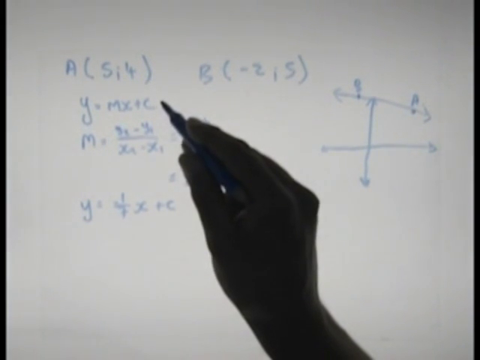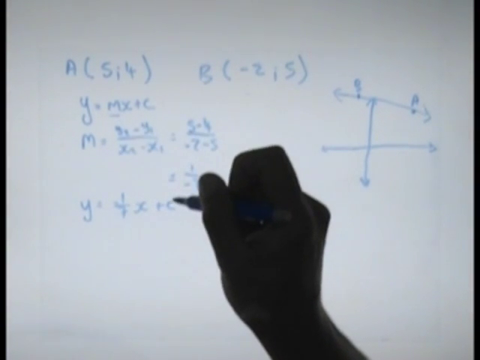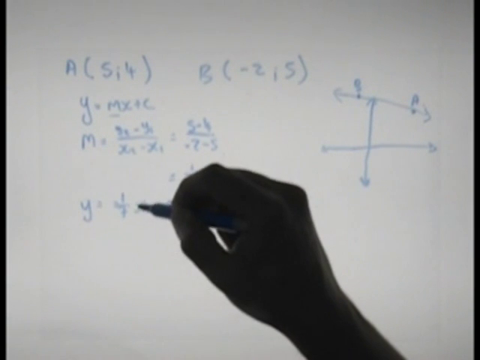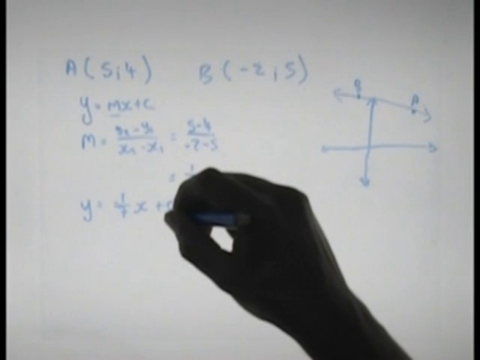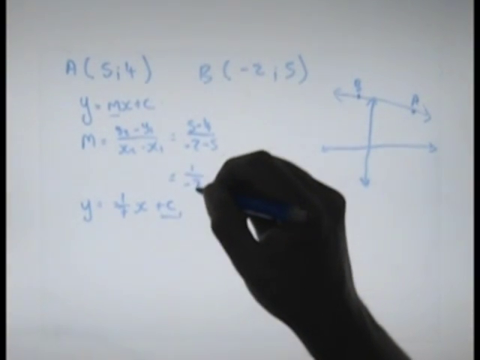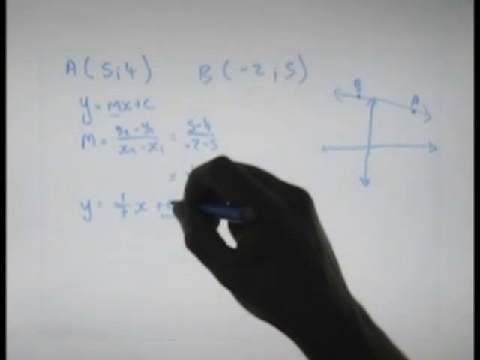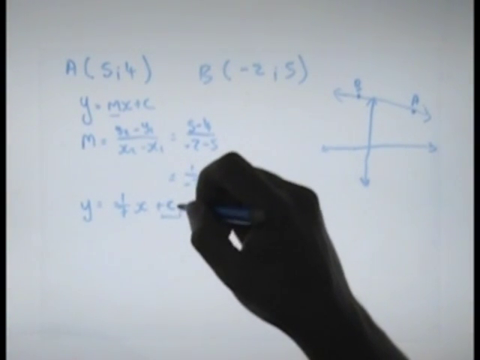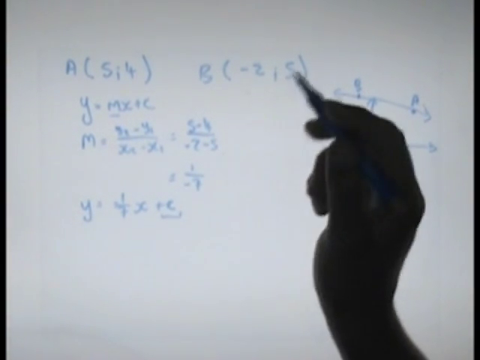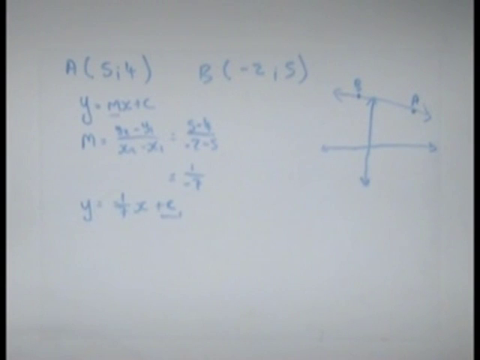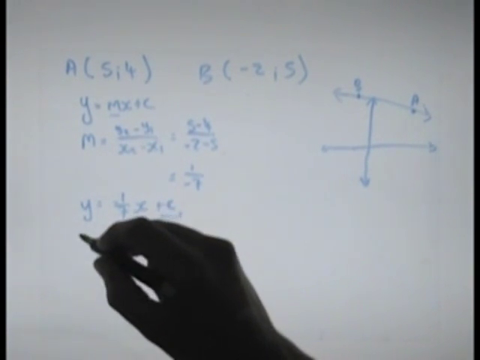Notice I went back to that form, except I now have m. y and x are fine. In a straight line we are alright with having y and x. The problem is c. We want c to be a value, a number, as opposed to just a variable. In order to solve for that, I'm going to substitute any point in. Now I'm going to substitute both points in, and I'm going to show you that it's going to give the same answer. First, let's substitute A in black.